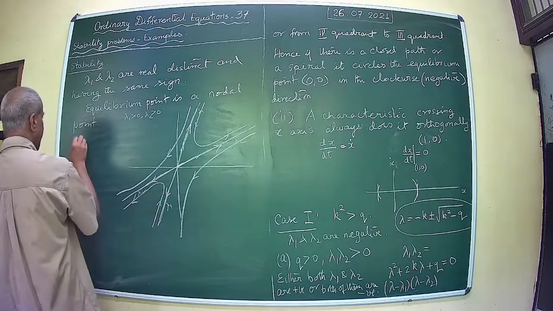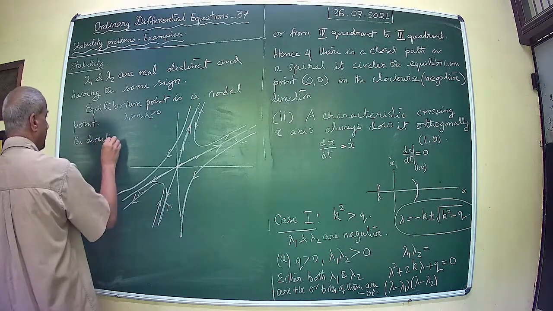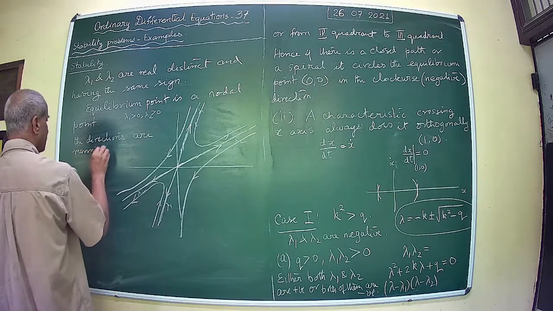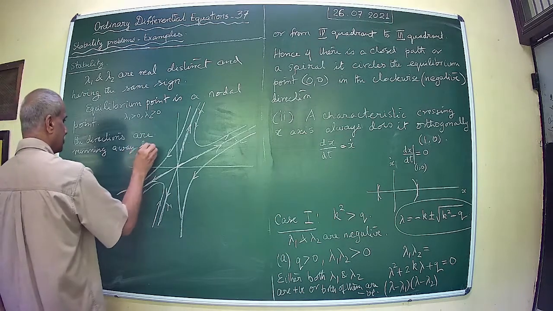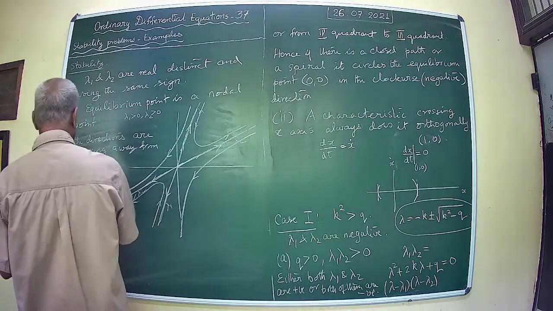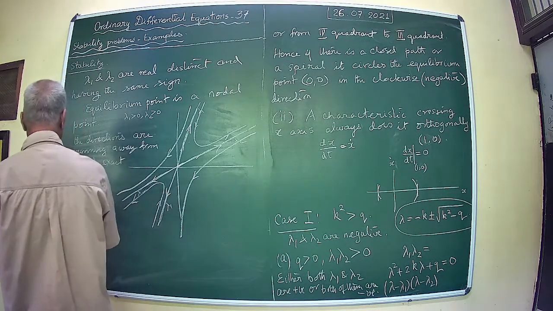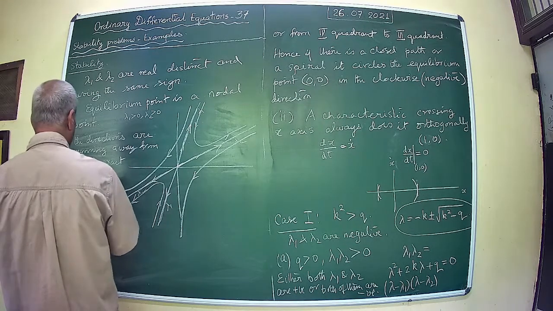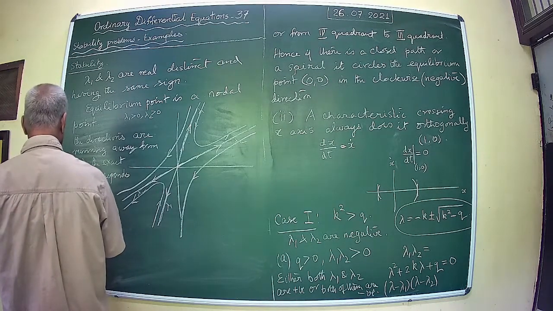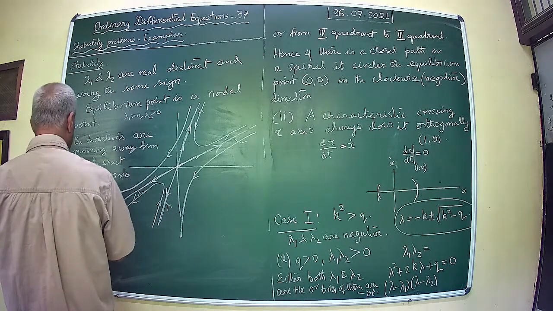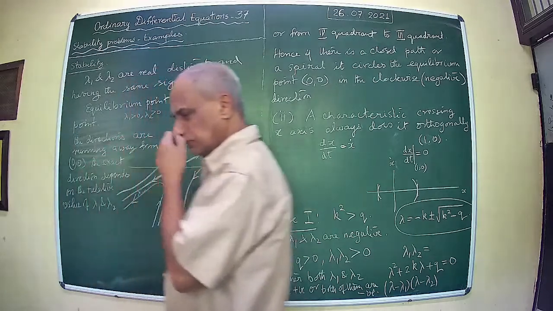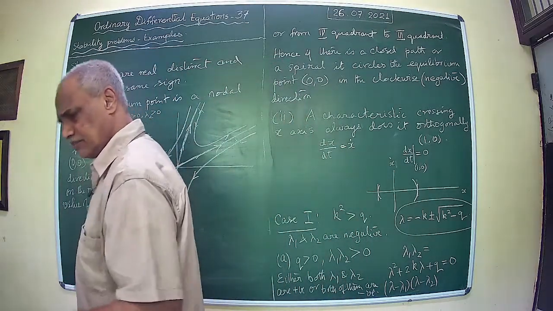So the directions are from 0, 0, and the exact direction depends on the relative values, that you can easily write down. I leave it to you to write down what it is.